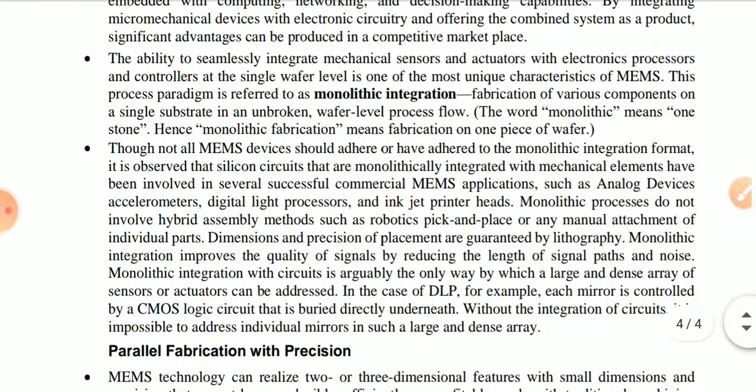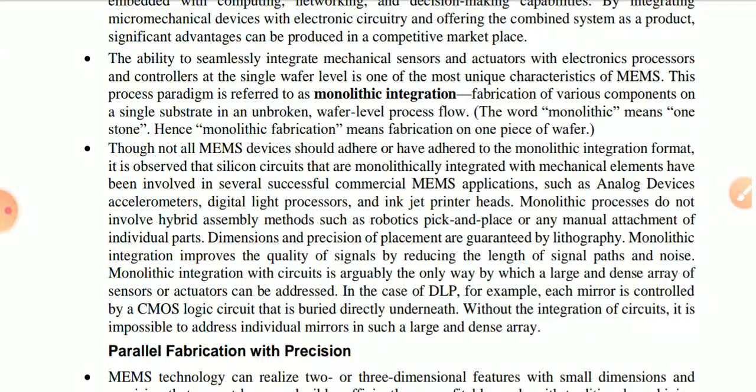Some examples of this are the accelerometer, digital light processing, and the inkjet printer head, where dimension and precision of placement are granted by lithography. In DLP, each mirror is controlled by CMOS logic circuits.